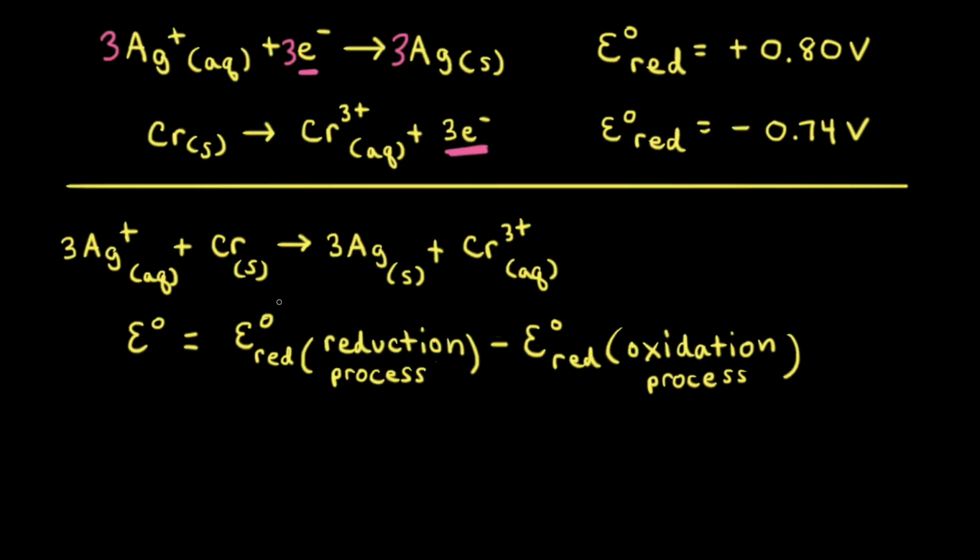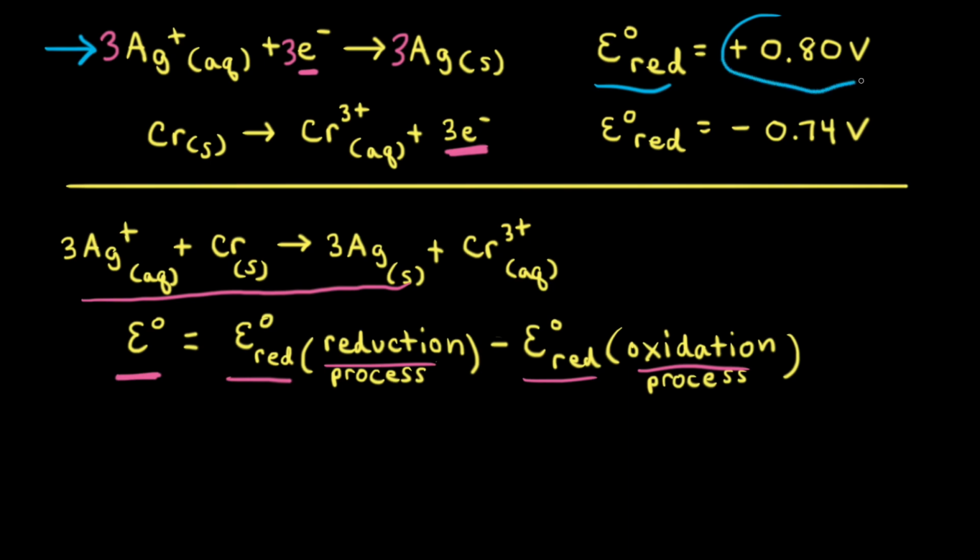There's another way to calculate the standard potential for this redox reaction, and this way only uses standard reduction potentials. So to calculate the standard potential for the redox reaction, we take the standard reduction potential for the reduction process, and from that we subtract the standard reduction potential for the oxidation process. So for our reduction half reaction, the standard reduction potential is equal to positive 0.80 volts. So we'd plug that into our equation for the reduction process.